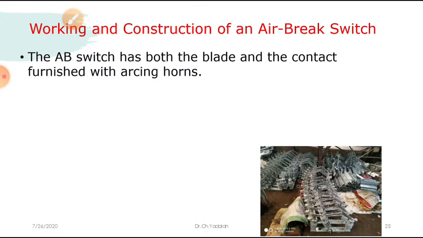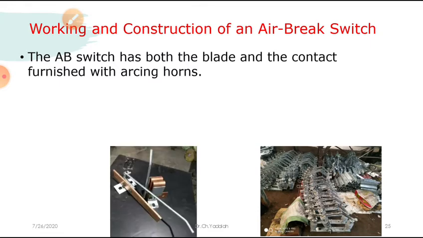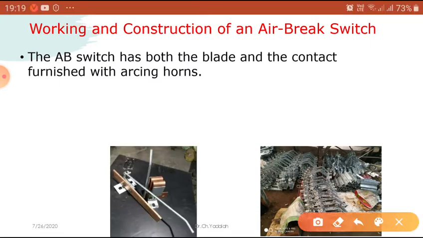What do you mean by the arcing horns? You can see in the figure, this is an arcing horn. This is an arcing horn. What is that? The arcing horn is the type of metal between which the arc is induced due to an interrupted current.